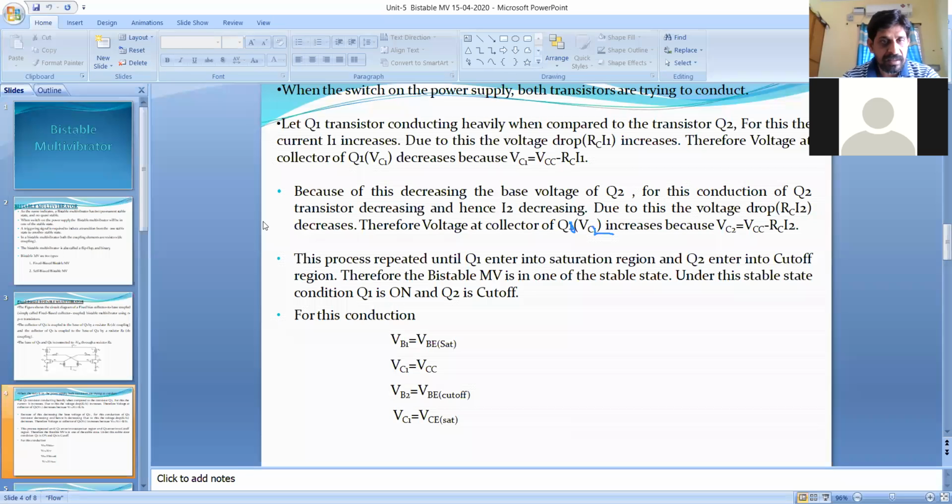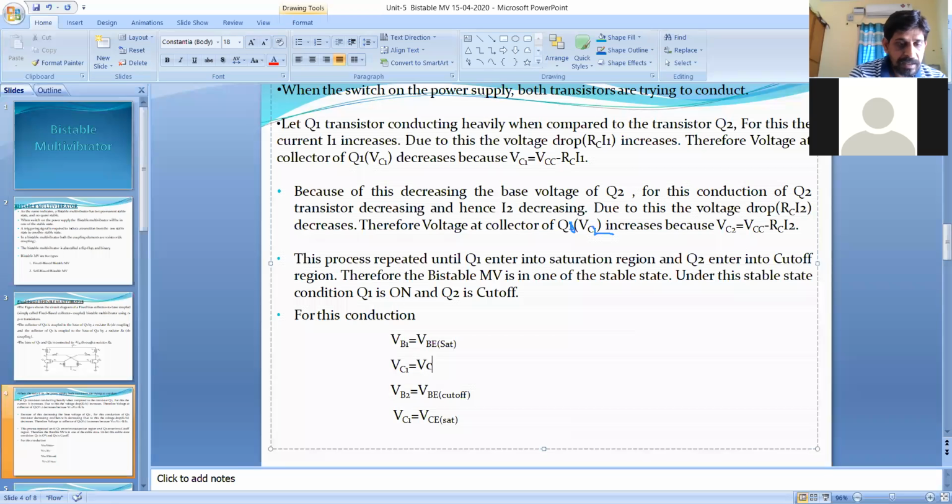And in the stable state condition, VB1 ఎలా ఉంటుంది? Because Q1 is on. Q1 ఆన్ అయింది కాబట్టి దాని వోల్టేజ్ ఎలా ఉంటుంది? VB sat ఉంటుంది. VC1 is equal to, ఇది చేంజ్ చేయండి అమ్మా. VC1 is nothing but VC sat. Okay? VC2 is equal to VCC, VB2 is equal to VB cutoff, VC1 is equal to VC sat.